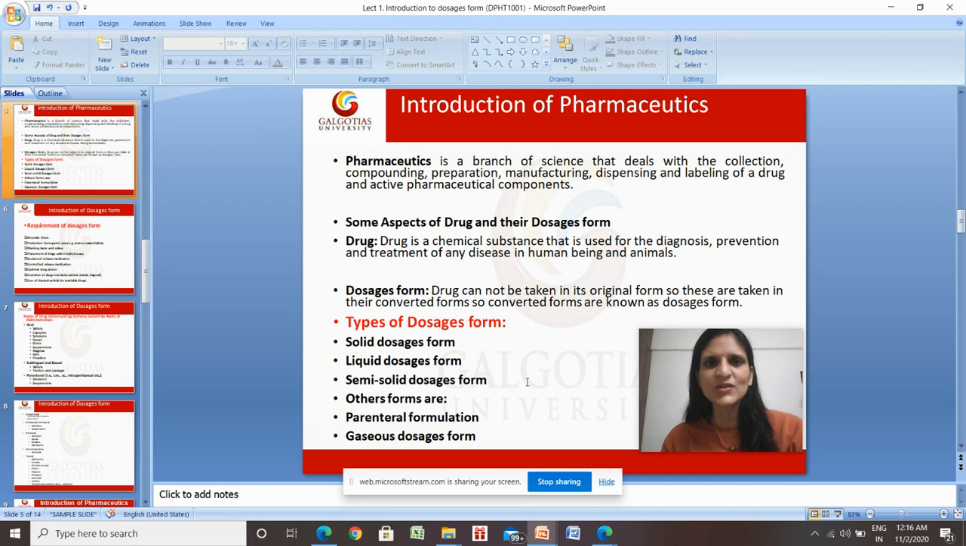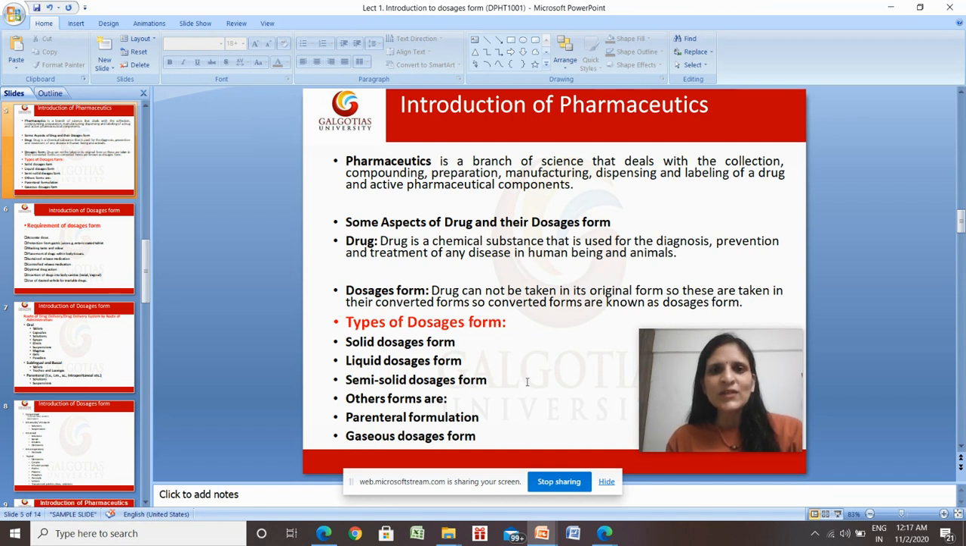So what is pharmaceutics? Pharmaceutics is a branch of science that deals with the collection, compounding, preparation, manufacturing, dispensing, and labeling of drug and active pharmaceutical components. So here is a term which comes in the definition of pharmaceutics, that is drug. So what is drug? Drug is a chemical substance that is used for diagnosis, prevention and treatment of any disease in humans and animals.